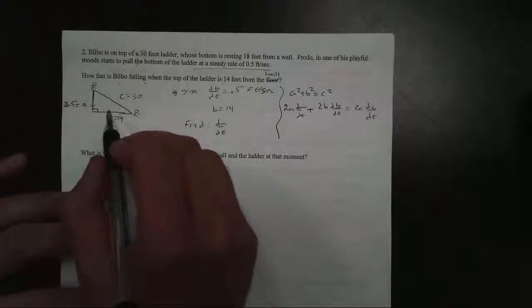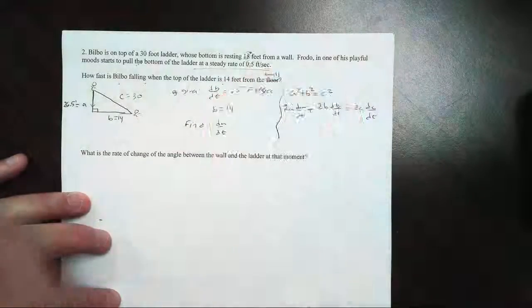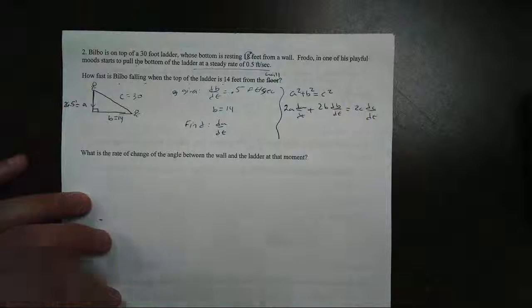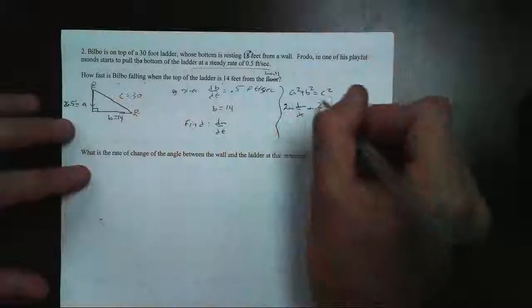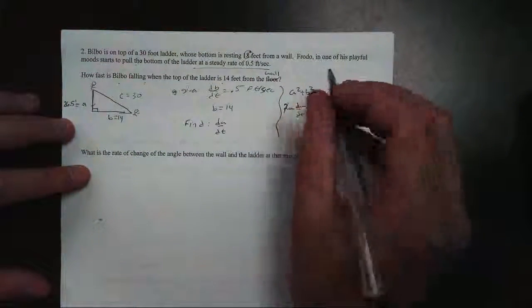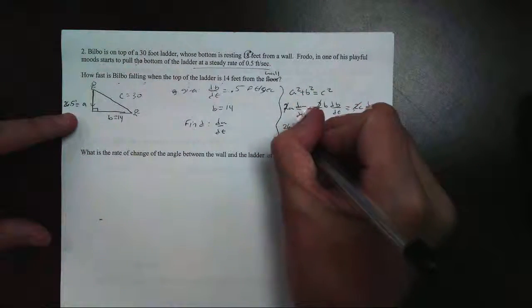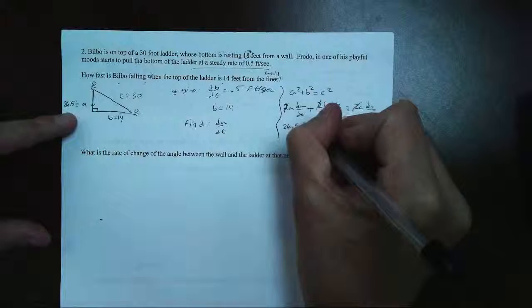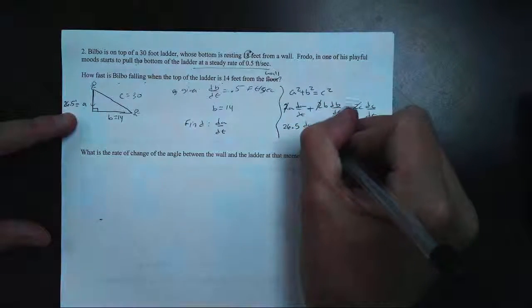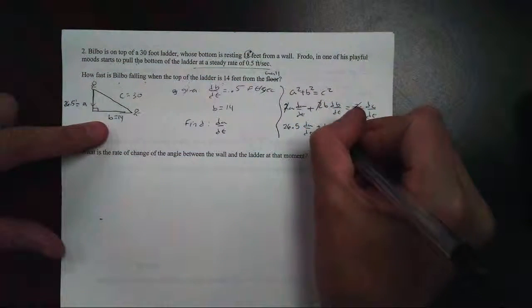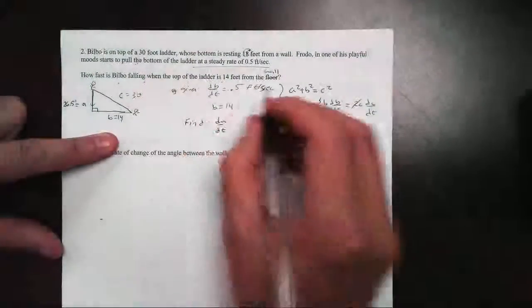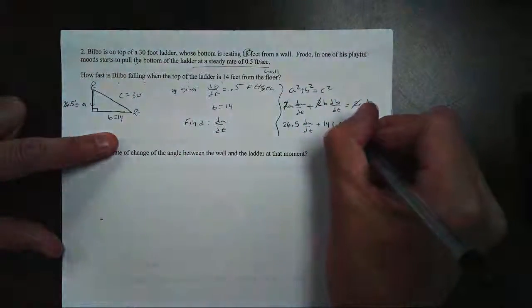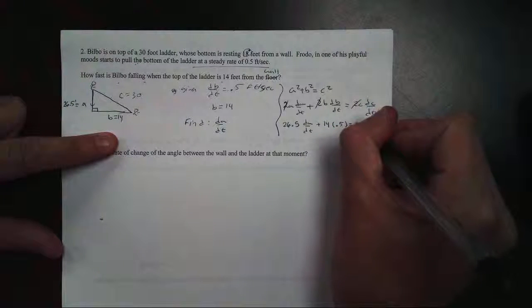So when I start working now, if you notice, did that 18 feet really have anything to do with the problem? No, because he's moving it this way. Now, if I start plugging it in, if you notice they all have 2's, they all just cancel. We know A is 26.5. dA/dt is what I'm trying to find. Plus B, which we know is 14. And we know dB/dt, that's our 0.5. Equals C, which is 30.